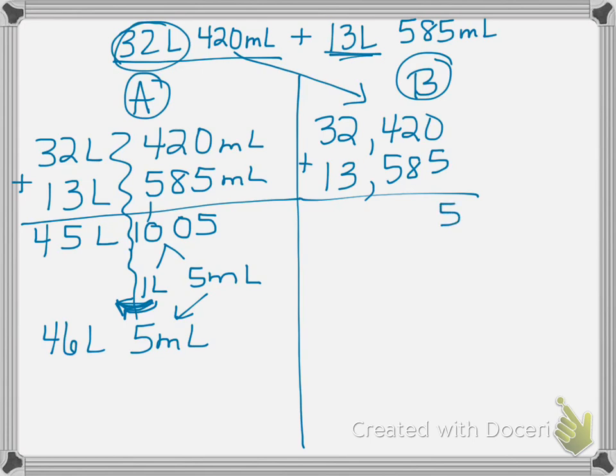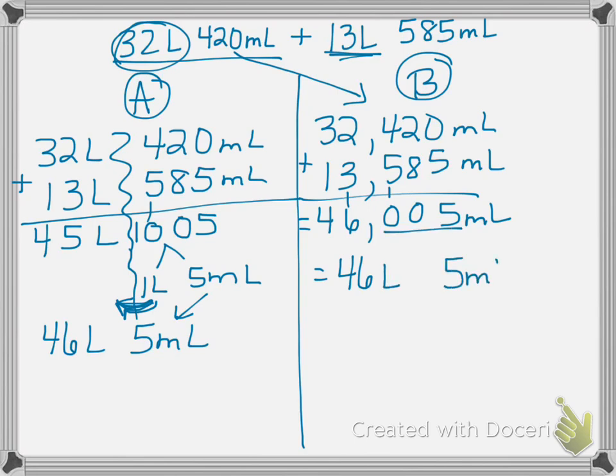Now I definitely prefer this way. I just feel like it's a lot easier to convert to smaller units and then convert back to mixed units. 8 plus 2, 10. Another 10. 6, and 4. 46,005 milliliters. Now if I were to convert this back, 46,000 would turn into 46 liters, and I am left with only 5 milliliters. Now if I did that correctly, I should have gotten the same thing I got over here, and yes, I did.